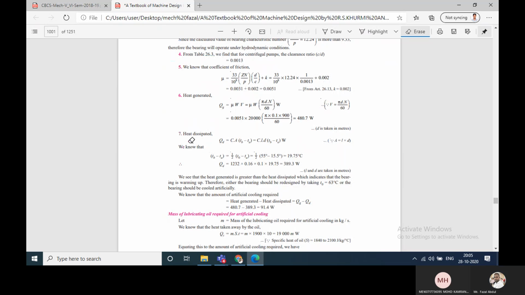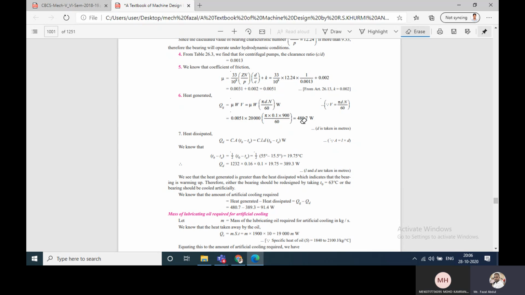Now heat dissipated QD equals C A into (TB minus TA). C value is given in the question. A is nothing but area, L into D. TB minus TA is nothing but half into (TO minus TA). TO is the ambient temperature. TA is the bearing temperature, given in the question. Now substitute all the values. You will get the QD.